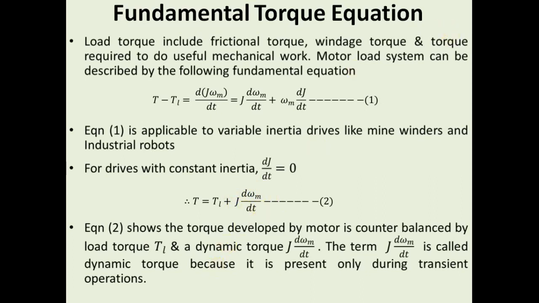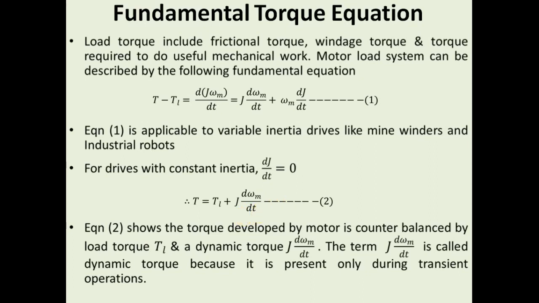Steady state means the electric drive will be running at a constant speed, or it will be having a uniform motion condition. So this relation can also be written as capital T minus capital T suffix small l is equal to J into d omega m by dt. There are actually two conditions for transient operations.